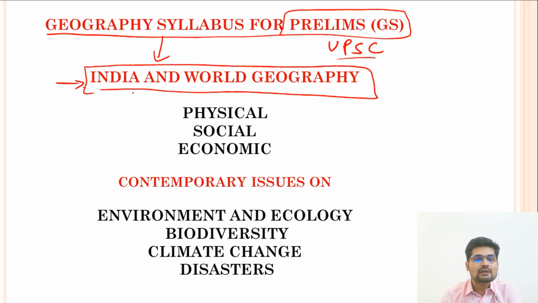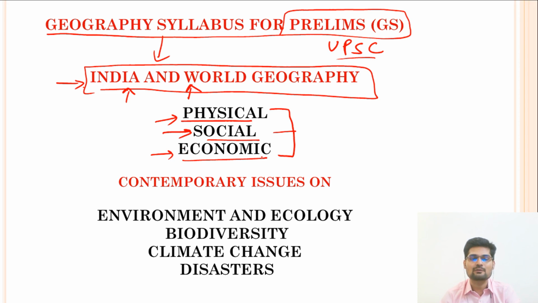When we talk about India and World Geography, we need to understand that it has to be studied under these three heads largely. One is the physical part, one is the social part, and one is the economic part of both India as well as the world. So we'll be doing all these components of geography in terms of India and the world, that is physical geography, social geography, and economic geography.